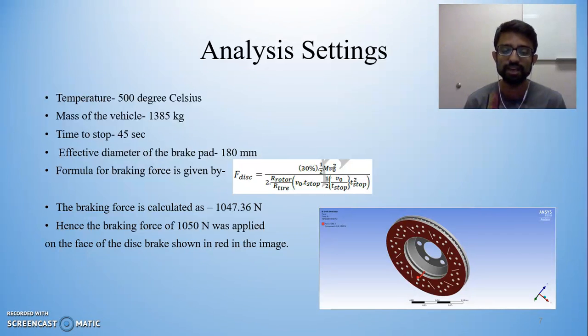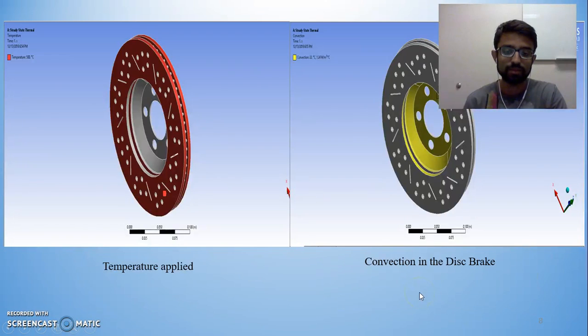But for the sake of simplicity, I applied a braking force of 1050 newtons, and this was again applied on the face shown over here in red. The right hand side image shows you the faces of convection of the disc brake, which were given in yellow.